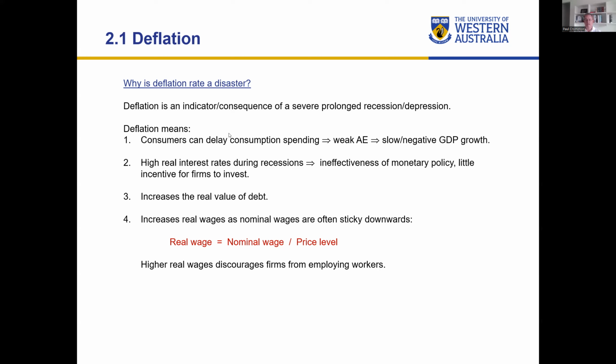That's something different. Okay, second, cost of deflation, high real interest rates during recessions. Now, you're going to have to go back to that equation in topic 1. Nominal interest rate equals the real interest rate plus the inflation rate.